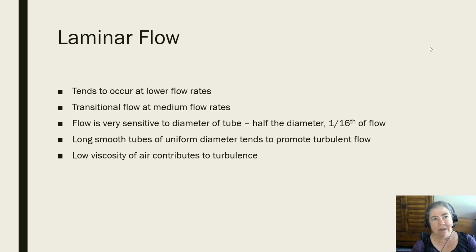So the tiny bronchioles have laminar flow. And flow is sensitive to the diameter of the tube, right? So the smaller the tube, much more the smaller the flow. Long, smooth tubes like the trachea and the main bronchi tend to promote turbulent flow. So it's interesting that it's quite different in air moving through breathing tubes than it is blood moving through blood vessels.